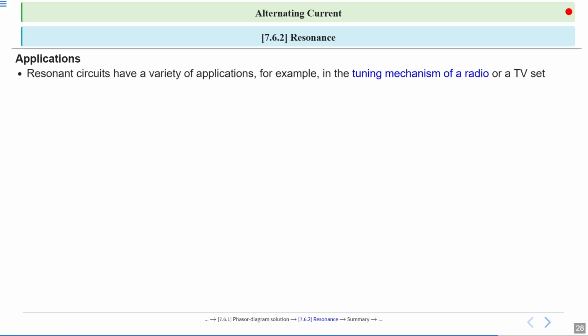So what are the applications of resonance? Resonant circuits have a variety of applications. For example, in the tuning mechanism of a radio or a TV set. How do we tune the radio? We rotate a button to tune the radio to a particular channel, or with the help of a remote we change the channel. So here is the application of resonance in the tuning mechanism of a radio or TV set.